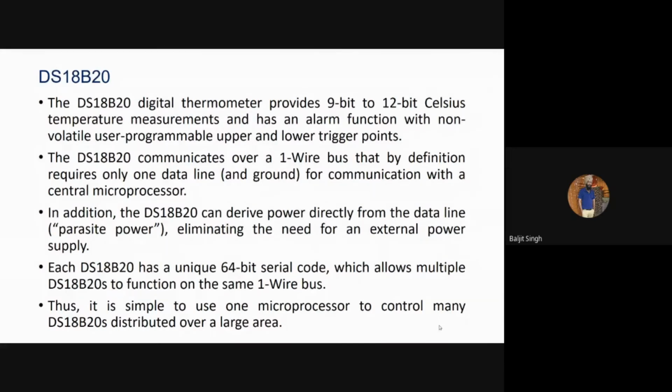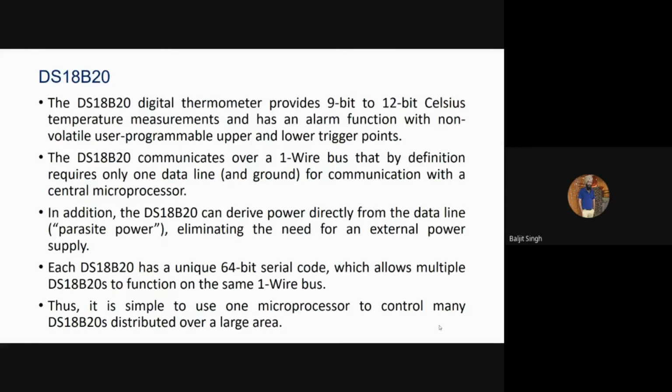The DS18B20 communicates over a one wire bus that by definition requires only one data line, and the second line is a ground for communication with the central microprocessor. Another very good feature of this temperature sensor is that it can derive power directly from the data line, eliminating the need of an external power supply. And it has a unique 64-bit serial code which allows multiple DS18B20s to function on the same one wire bus.